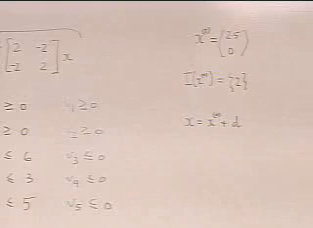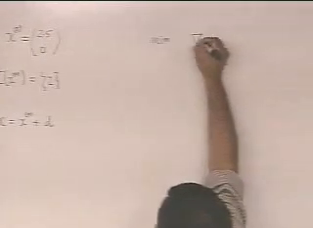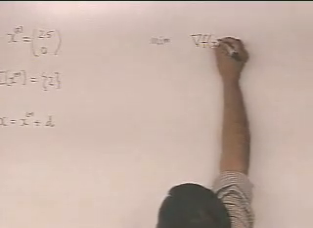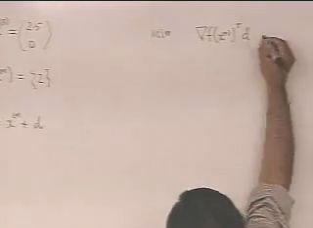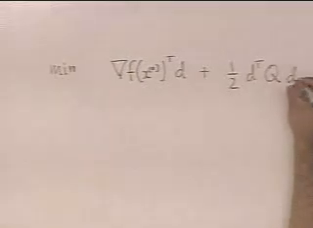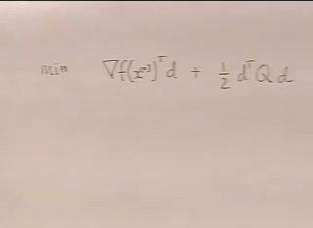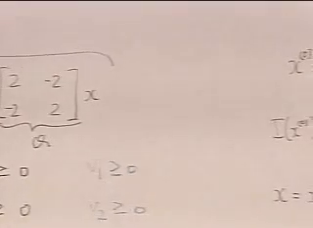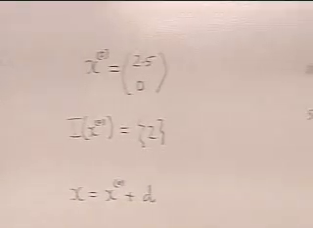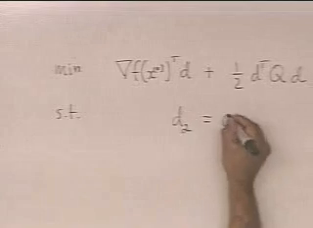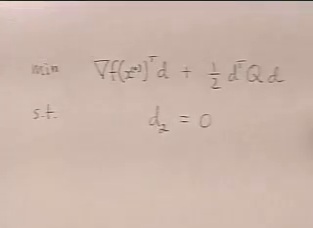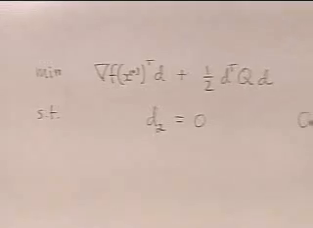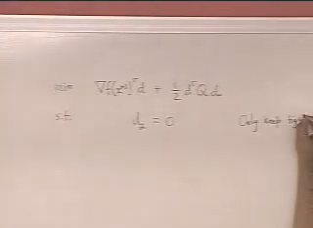In this particular case, the new QP would be given by: minimize the gradient of the function f at the current point x0, transpose d, plus the Hessian part, which just remains the same. The quadratic part remains the same. Let's call this matrix Q. Such that I'm only going to put the constraint that is tight. In this case, it will say that d2, the second component of d, must be equal to 0. So this one says only keep tight constraints.